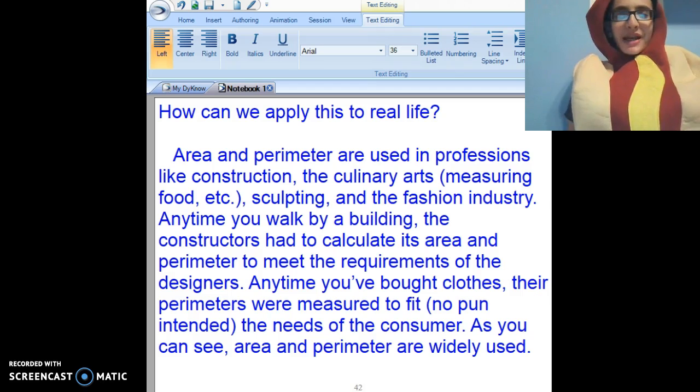I think a big question here is how can we apply this to real life? So area and perimeter are used in professions like construction, the culinary arts, measuring food like meat, etc., sculpting, and the fashion industry. Anytime you walk by a building, the constructors had to calculate its area and perimeter to meet the requirements of the designers. Anytime you've bought clothes, the perimeters are measured to fit, no pun intended, the needs of the consumer. As you can see, area and perimeter are widely used.